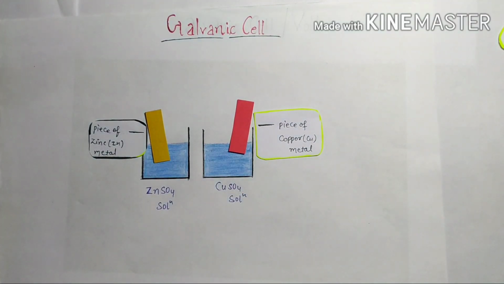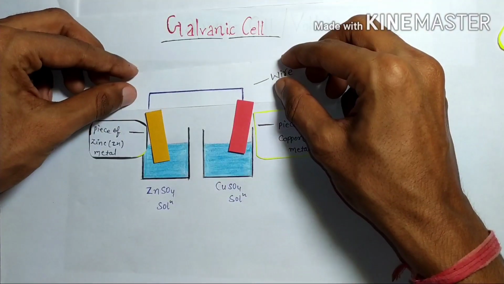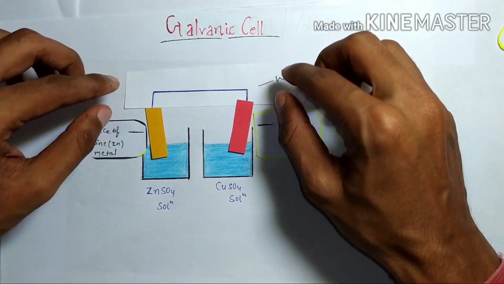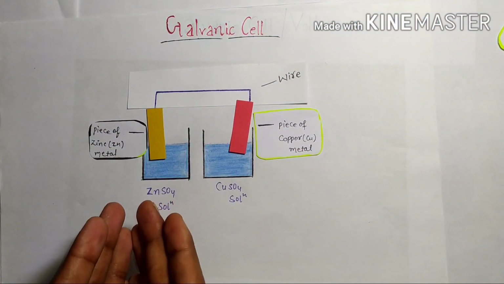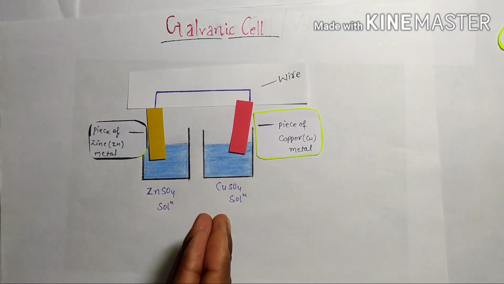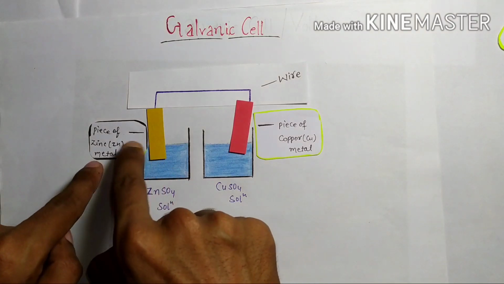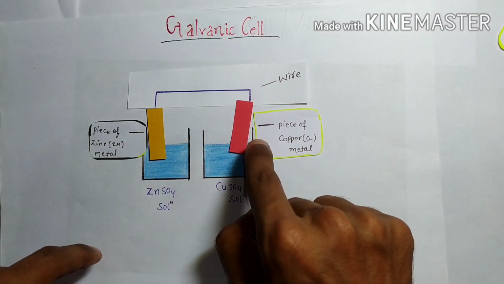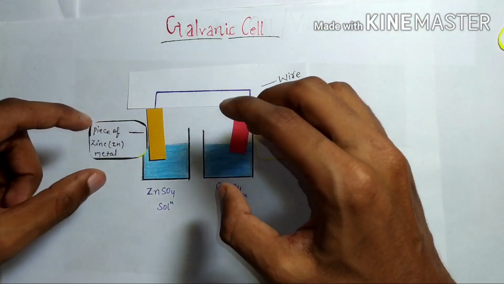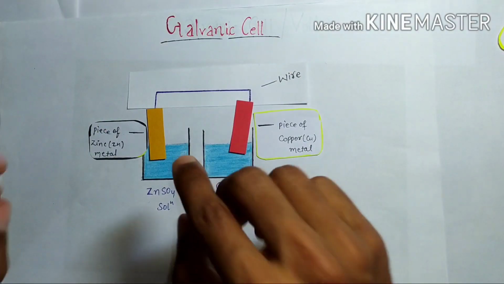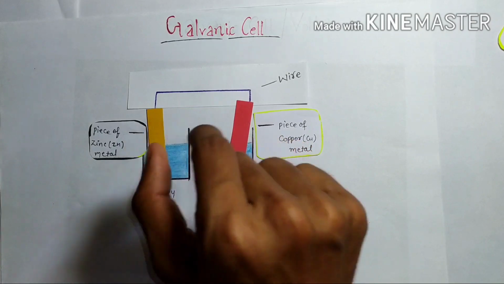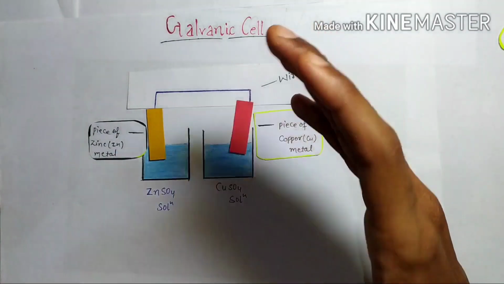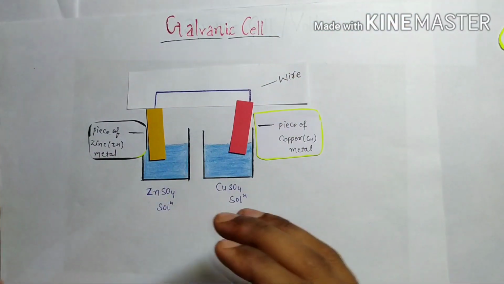Now what to do? We have to connect them by a wire, okay? Like this. This is the ZnSO4 solution, and this is the CuSO4 solution. This one is a piece of zinc metal, and this one is a piece of copper metal, inserted into their respective solutions. Now I have connected the wire, connecting both of them. Now what will happen?